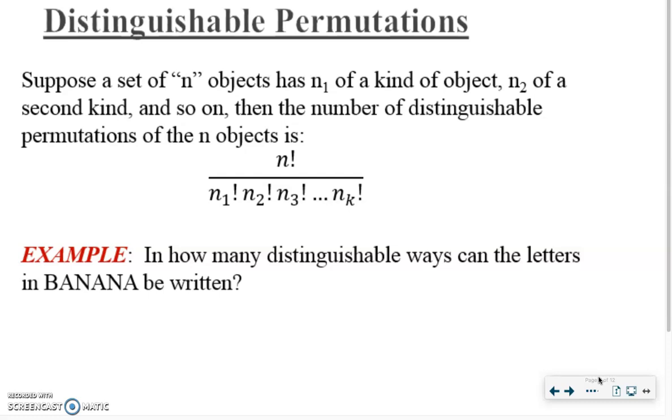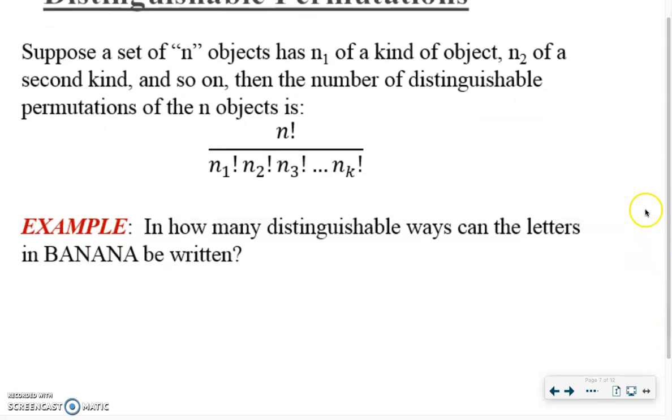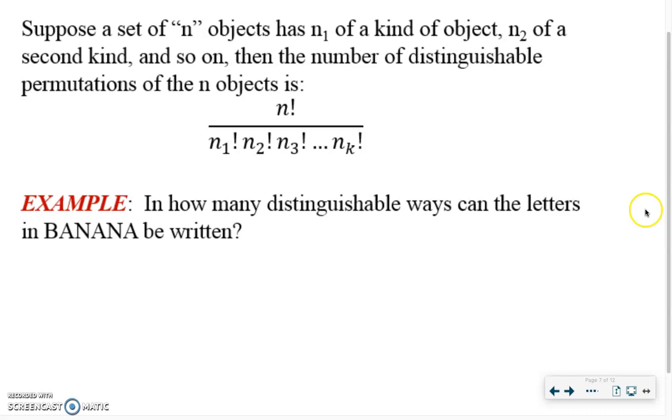Stay with me. If we're talking about distinguishable permutations in this class, there are other options out there, but in this class, anything dealing with distinguishable permutations is always going to start the exact same way, where you're given a word. Our task is: how many distinguishable ways can the letters of the word banana be written?